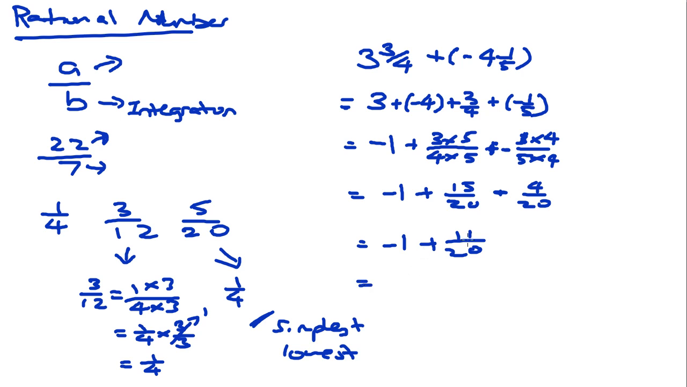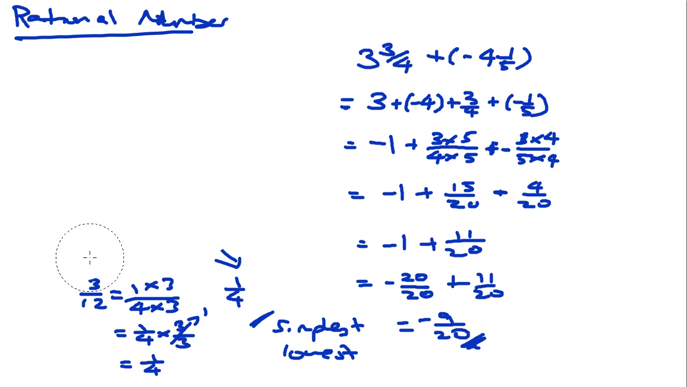And the answer you get will be here minus 1 you have to convert again, become 20/20. 20/20 is 1 plus 11/20. So 11 minus 20 this time, you'll get a negative number, which is negative 9/20. So this is how you get the answer. Let's now look at multiplication.